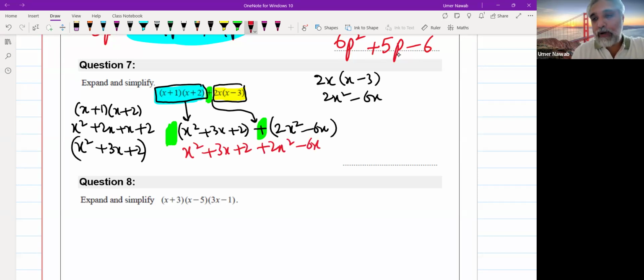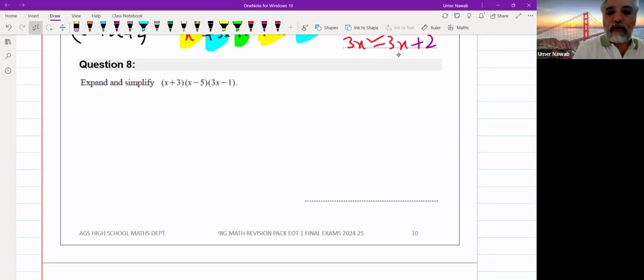There is no bracket. So what I'm going to do, guys, I'm going to simplify. X squared plus 2x squared is 3x squared. And then 3x negative 6x is going to give me negative 3x, right? Move on. And then finally, we will have plus 2. And the plus 2 is only 1, so just write plus 2.